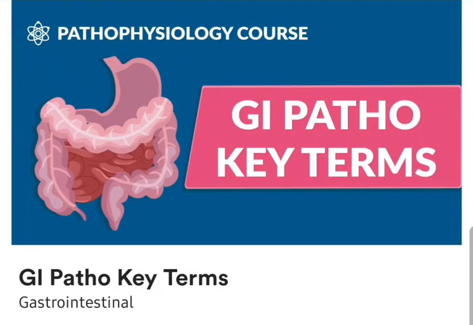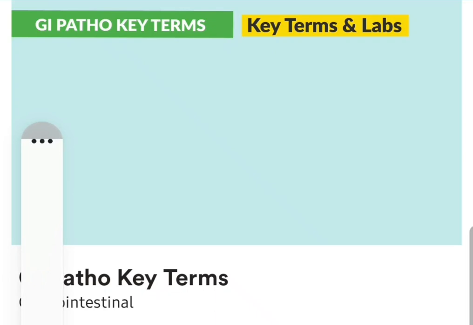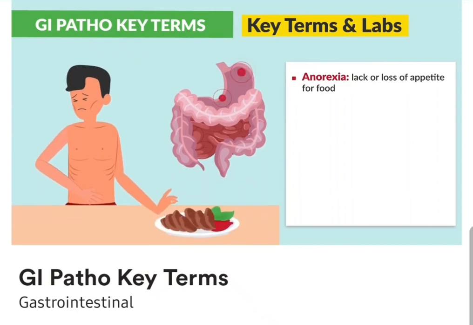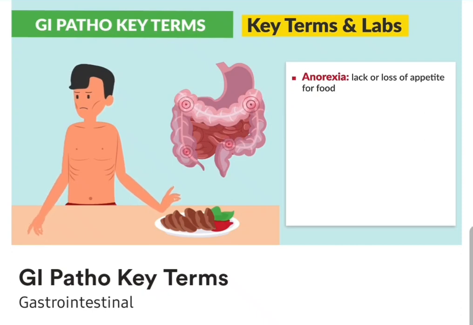GI patho key terms is the next topic here. So we're going to cover some key terms and labs that you need to know for GI or gastrointestinal lectures. So starting with anorexia. This is a lack or loss of appetite for food. Now it's a very common sign and symptom for anyone with major stomach aches or even disease of the bowel.